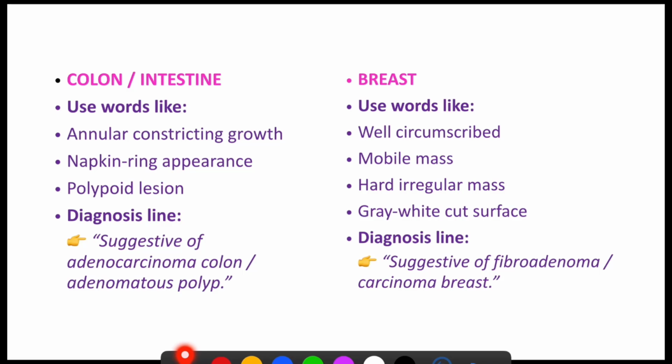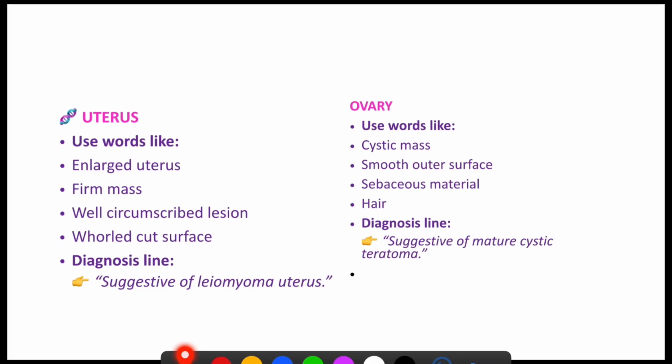For the breast, whether the lesion is well circumscribed, whether it is hard irregular mass, gray-white cut surface is present, hemorrhage or necrosis present. So these are features related to fibroadenoma or carcinoma breast.